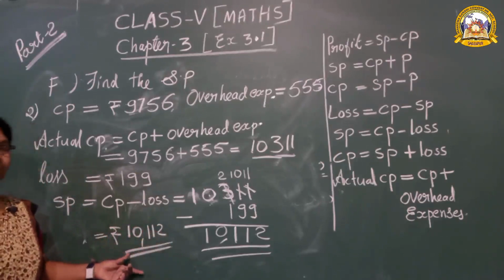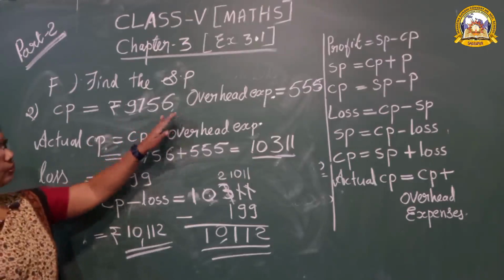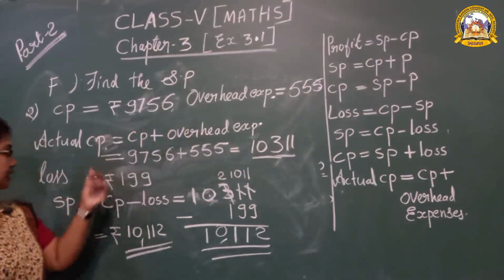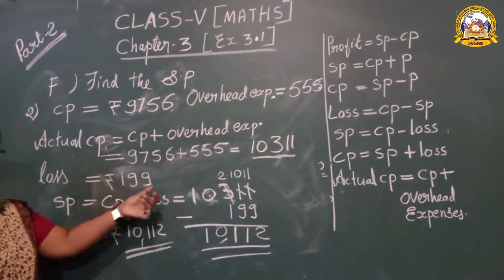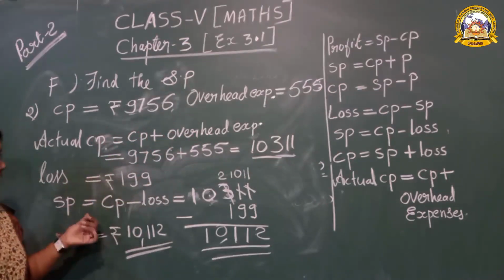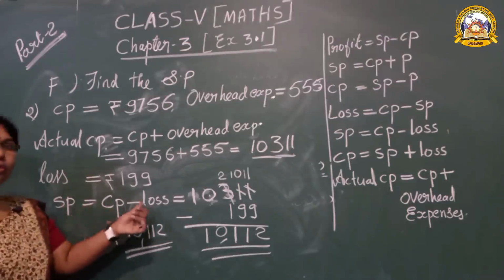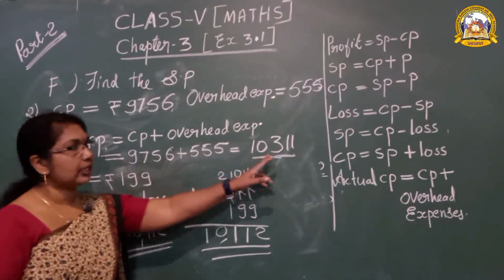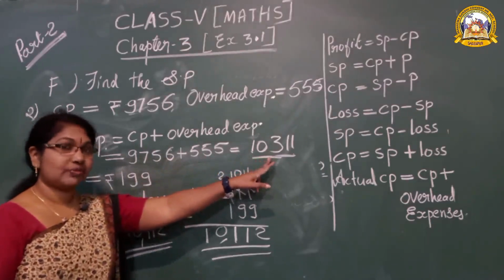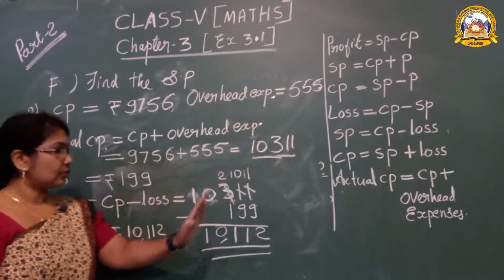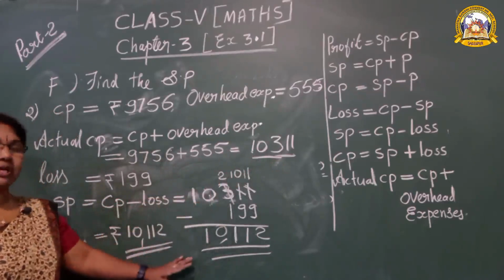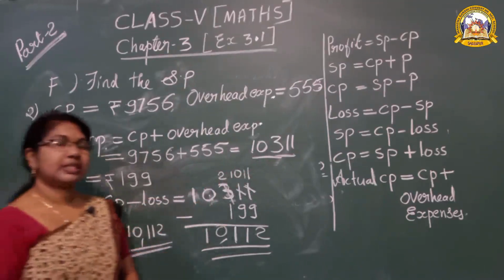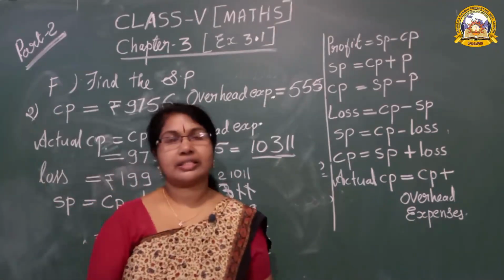We completed now. So here actual cost price we have to find out by adding overhead expenses. When loss is given, 199. How to find out? SP is equal to CP minus loss. CP means always we have to take actual CP when overhead expense is there. So now we have to subtract it. We got the answer 10,112. Okay, completed, students. Now next exercise is word sum.